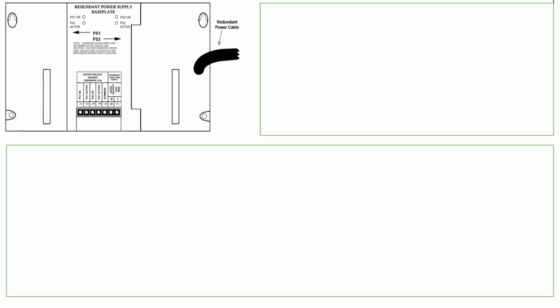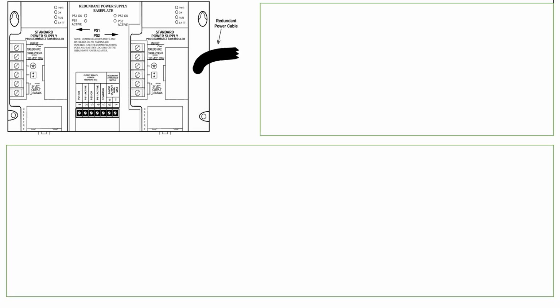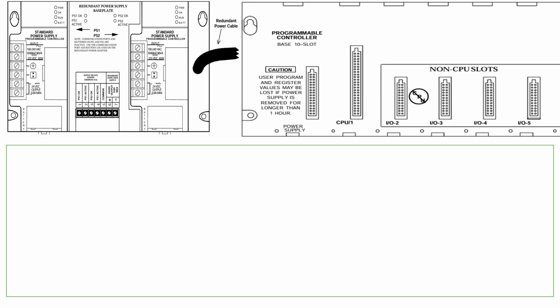First, we will install power supply base in rack number 1. Then, we insert 2 power supply modules, one as the main power supply and the other as the standby backup for redundancy. In rack 2, we first install the base plate.